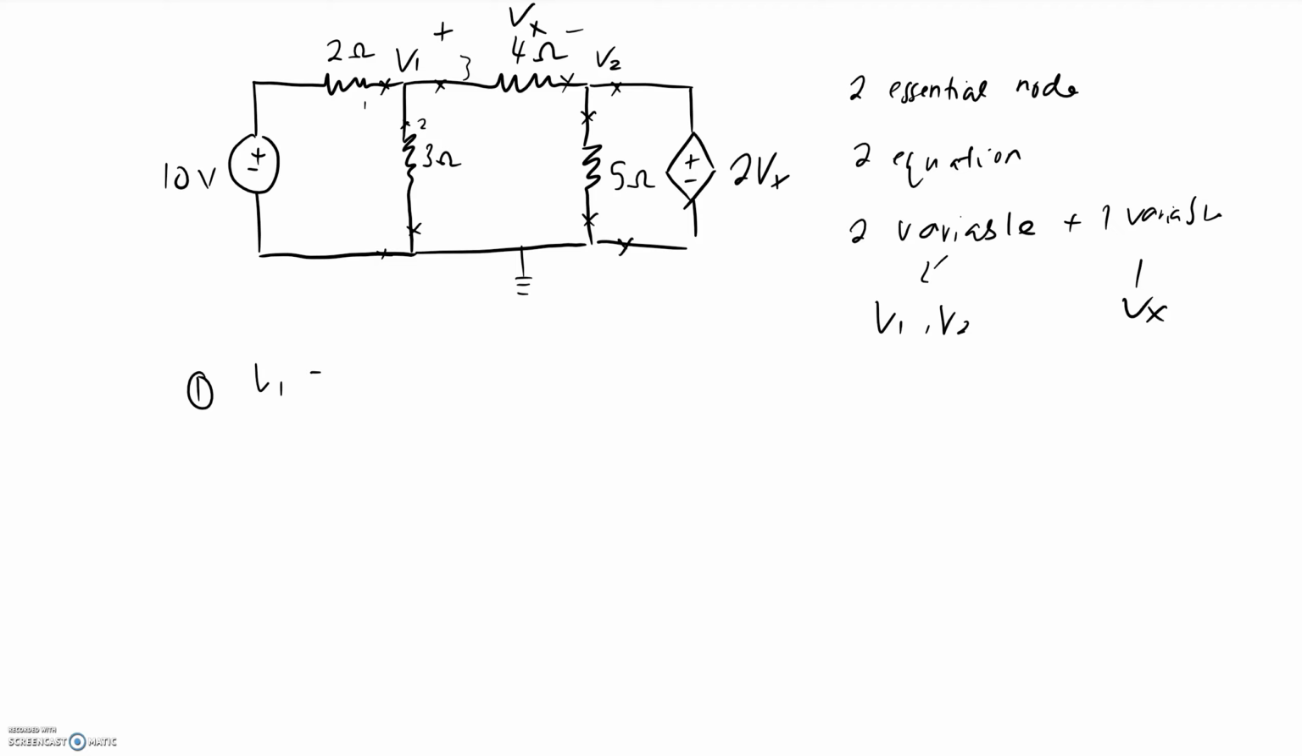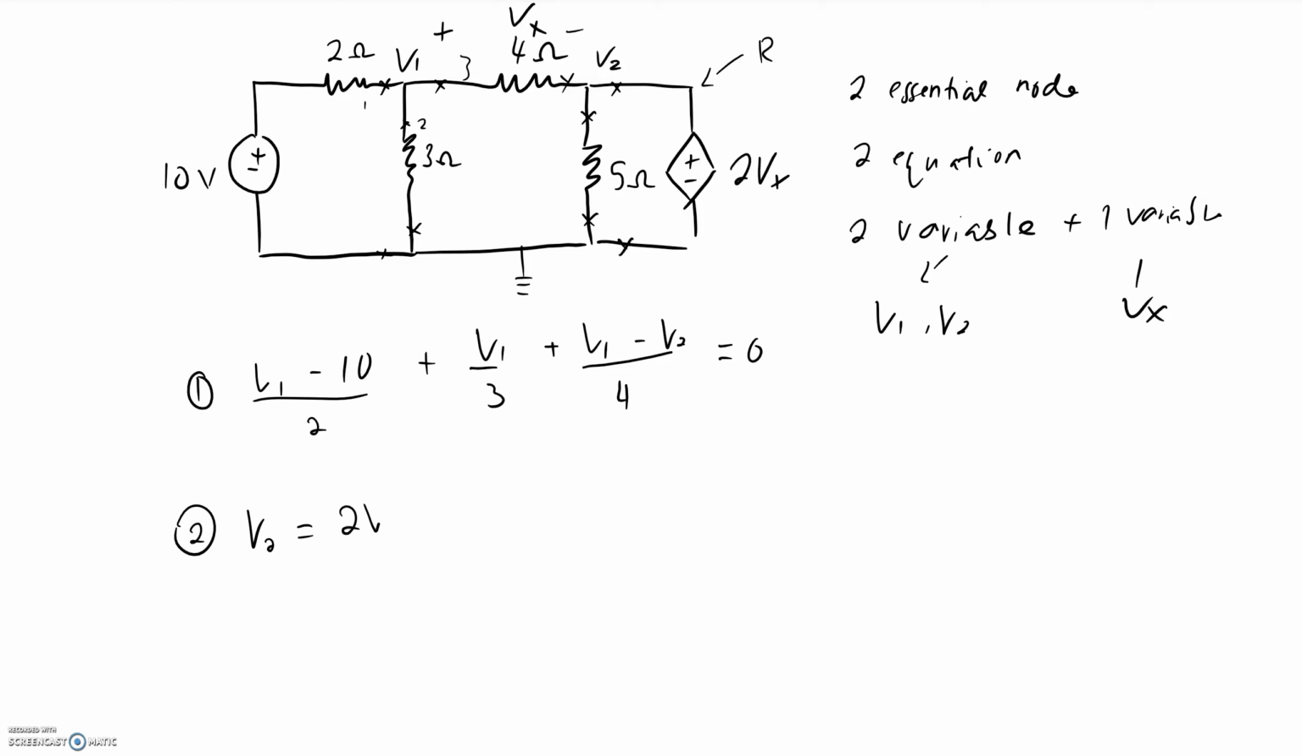So V1 minus 10 over 2 plus V1 over 3 plus V1 minus V2 over 4 equal to 0. Okay. Second, you can see that this branch does not consist of a resistor. So it means that V2 is 2Vx. So no need to do the KCL because V2 is 2Vx.